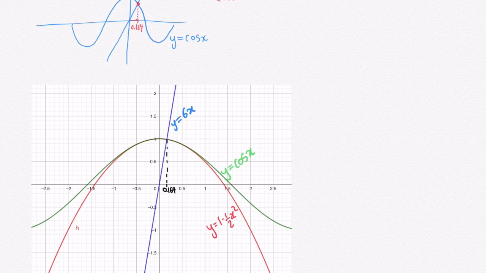However, we can see that for very small values of x, and when x is approximately 0.164, the red line and the green line, so cos x and our approximation of cos x, are very similar. So in fact, x equals 0.164 is an approximate solution to the original equation.